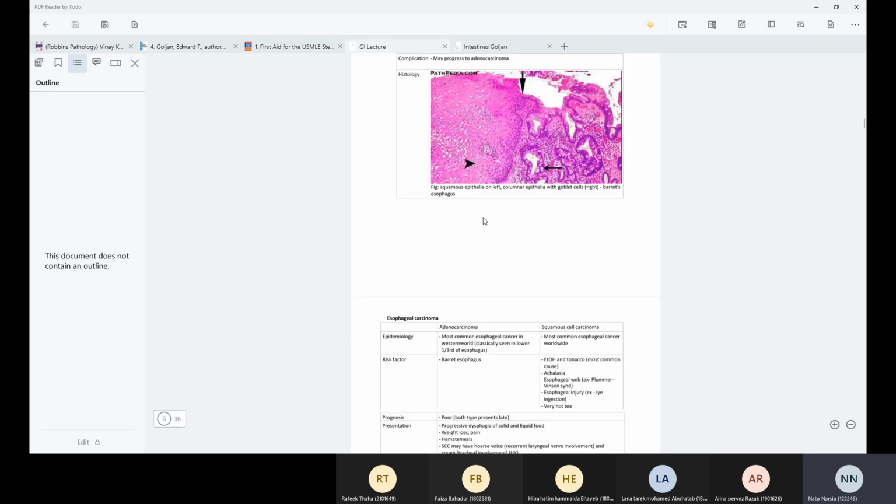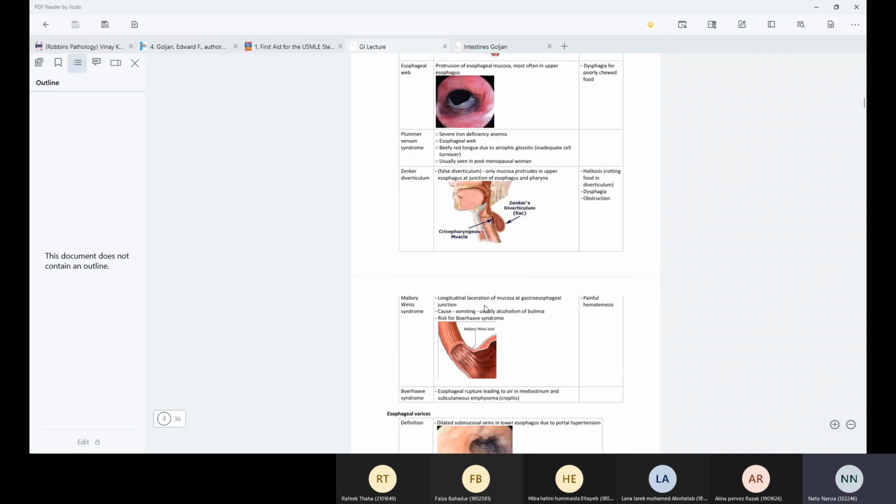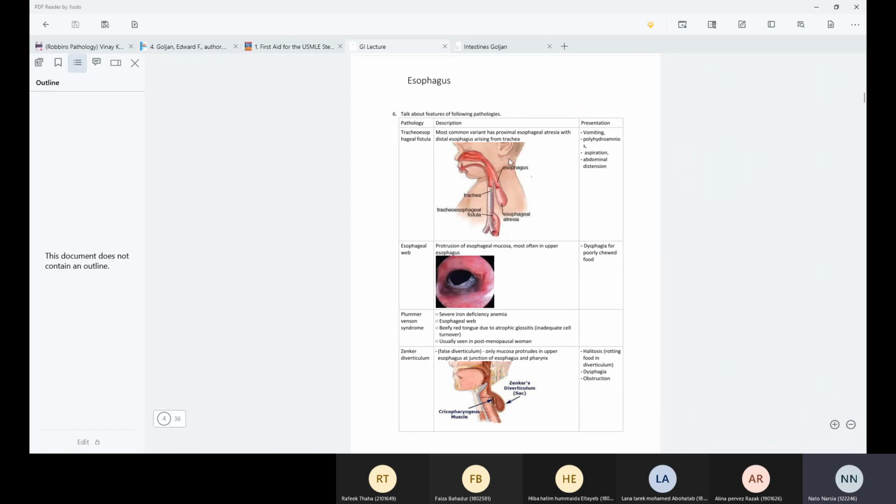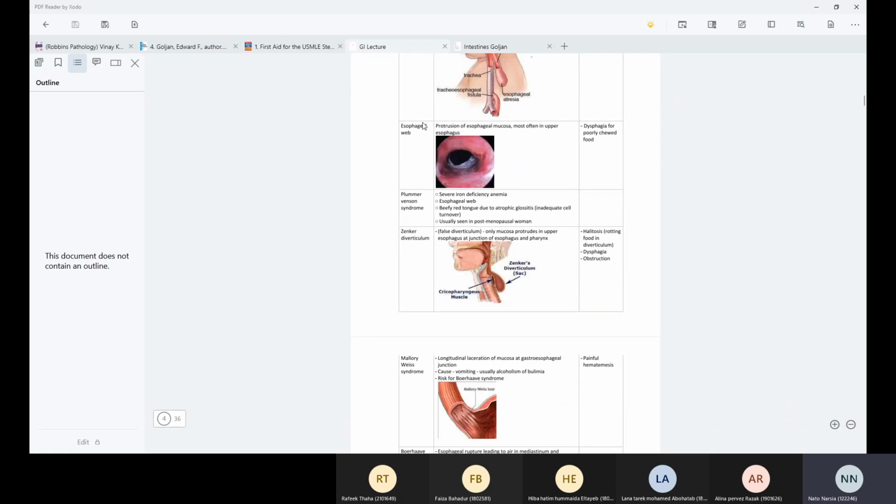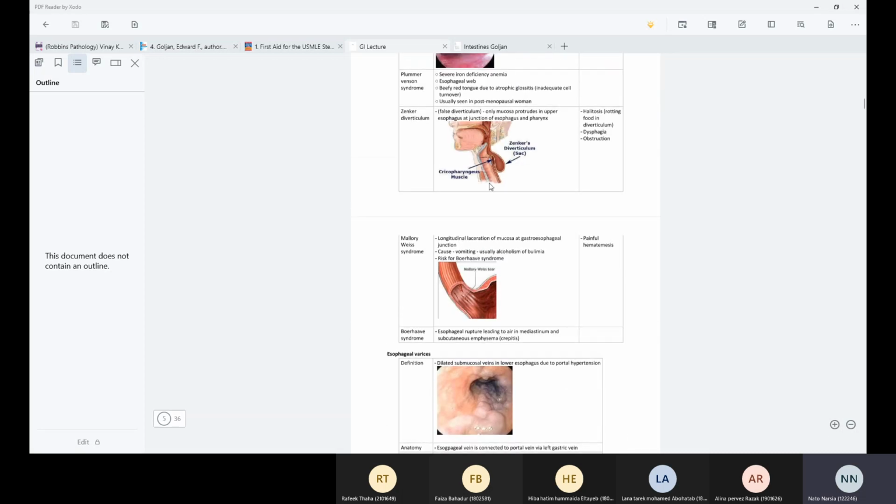All right. That was esophagus, guys. Let's summarize. We talked about congenital anomalies, of which the most common is esophageal fistula. Clinical symptoms, you pay attention: protrusion of esophageal mucosa, proliferation of the mucosa layer, that is esophageal web, and here comes this triad. Dysphagia of poorly chewed food, that is important. Diverticulum, here there will be a question: what is the difference between true and false? What is Zenker, what is Meckel?